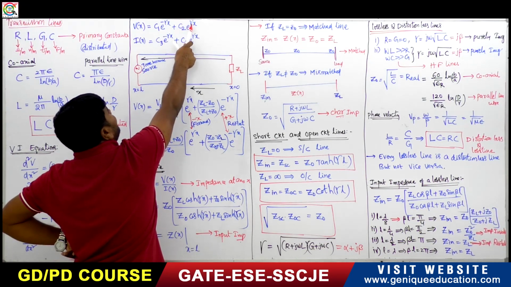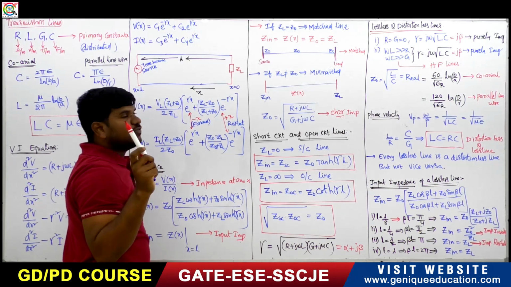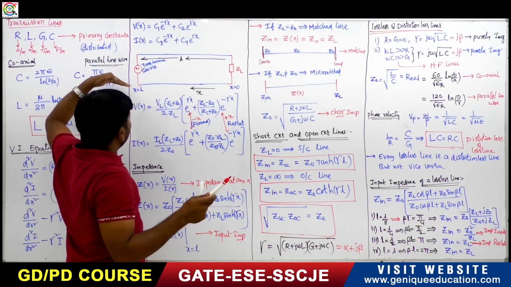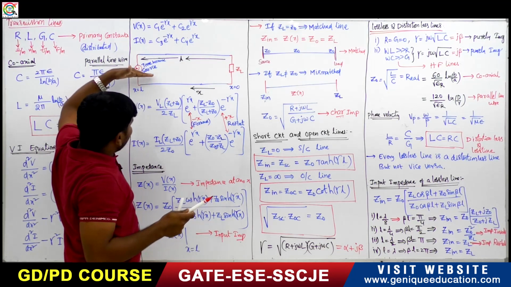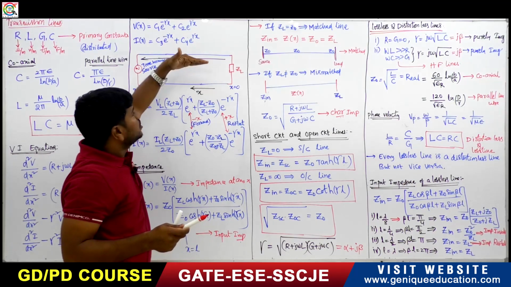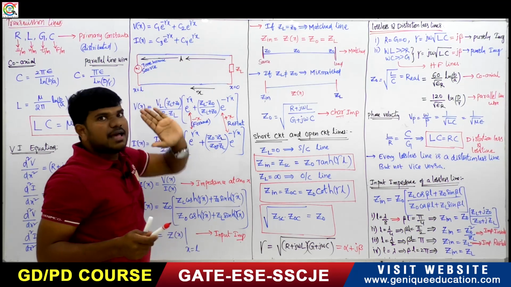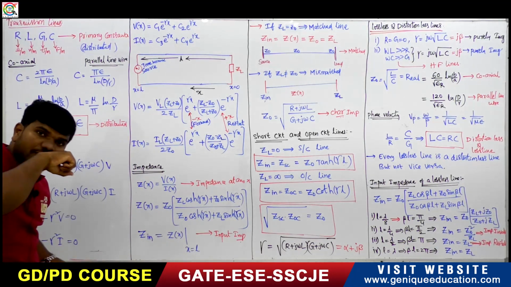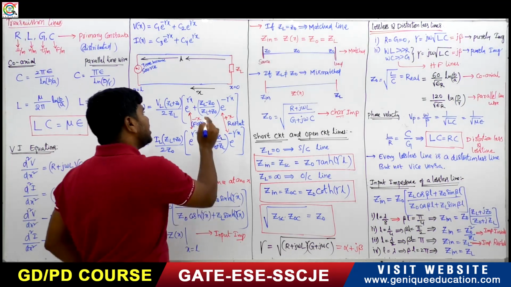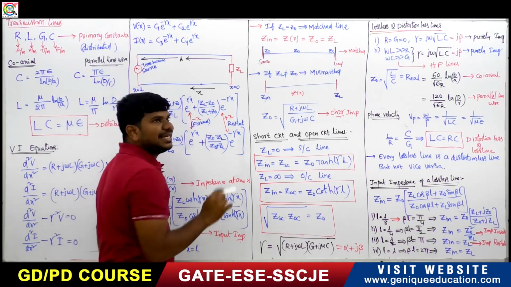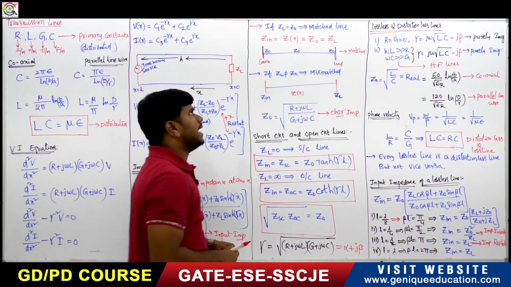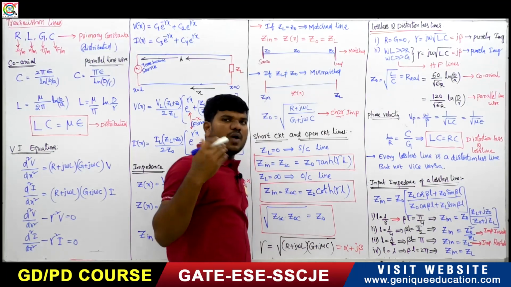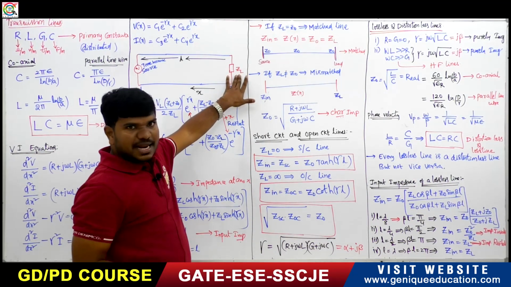So only you will get e power minus gamma x. Which kind of wave is it? A negative x directed wave will be existing. Negative x directed wave is this wave, right? So this wave is nothing but the forward wave. Only the forward wave will exist. There is no reflected wave. This kind of condition, if ZL is equal to Z0, is called the matched condition of the line. If ZL is equal to Z0, this is called a matched line. So what is ZL? The load impedance is equal to Z0.